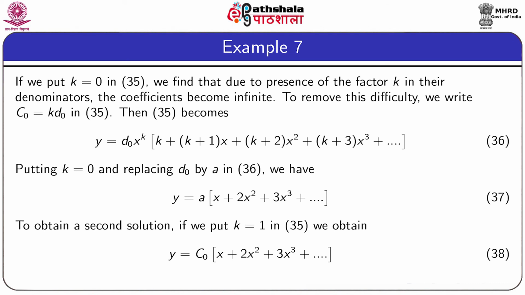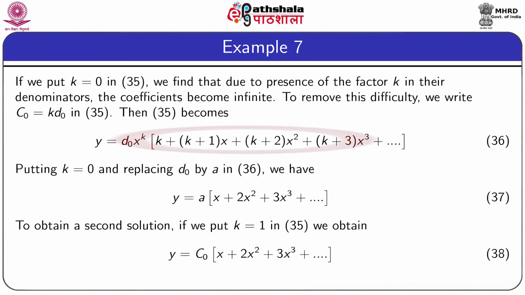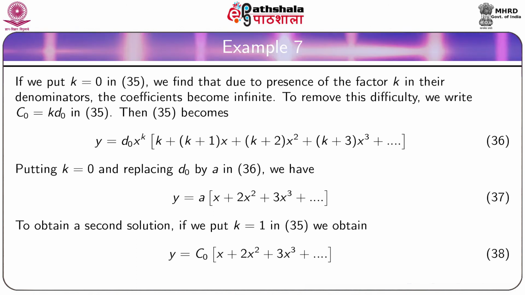If we put k equal to 0 in 35, we will see that due to the presence of the factor k in the denominator, the coefficients become infinite. To remove this difficulty, we write C0 equal to some k d0 in 35, and equation 35 becomes y equal to d0 x to the power k multiplied by (k plus 1) into x plus (k plus 2) into x square plus (k plus 3) into x cube plus dot dot dot.